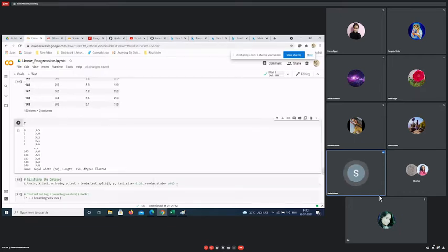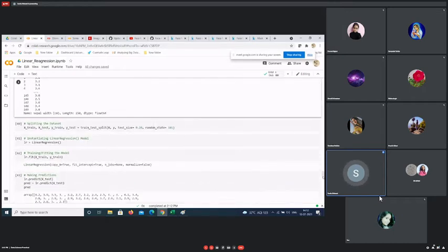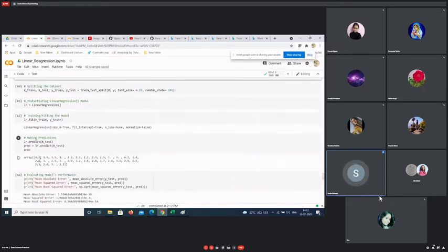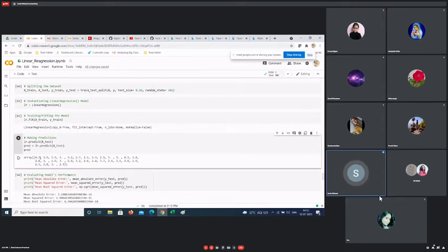Yes class, is it visible to everyone? It is coming out in an array form. It is 3.5, 3, 3.2. After this, we sent the test set and we are having the prediction value like this. I can do one more thing. Let's check it out.